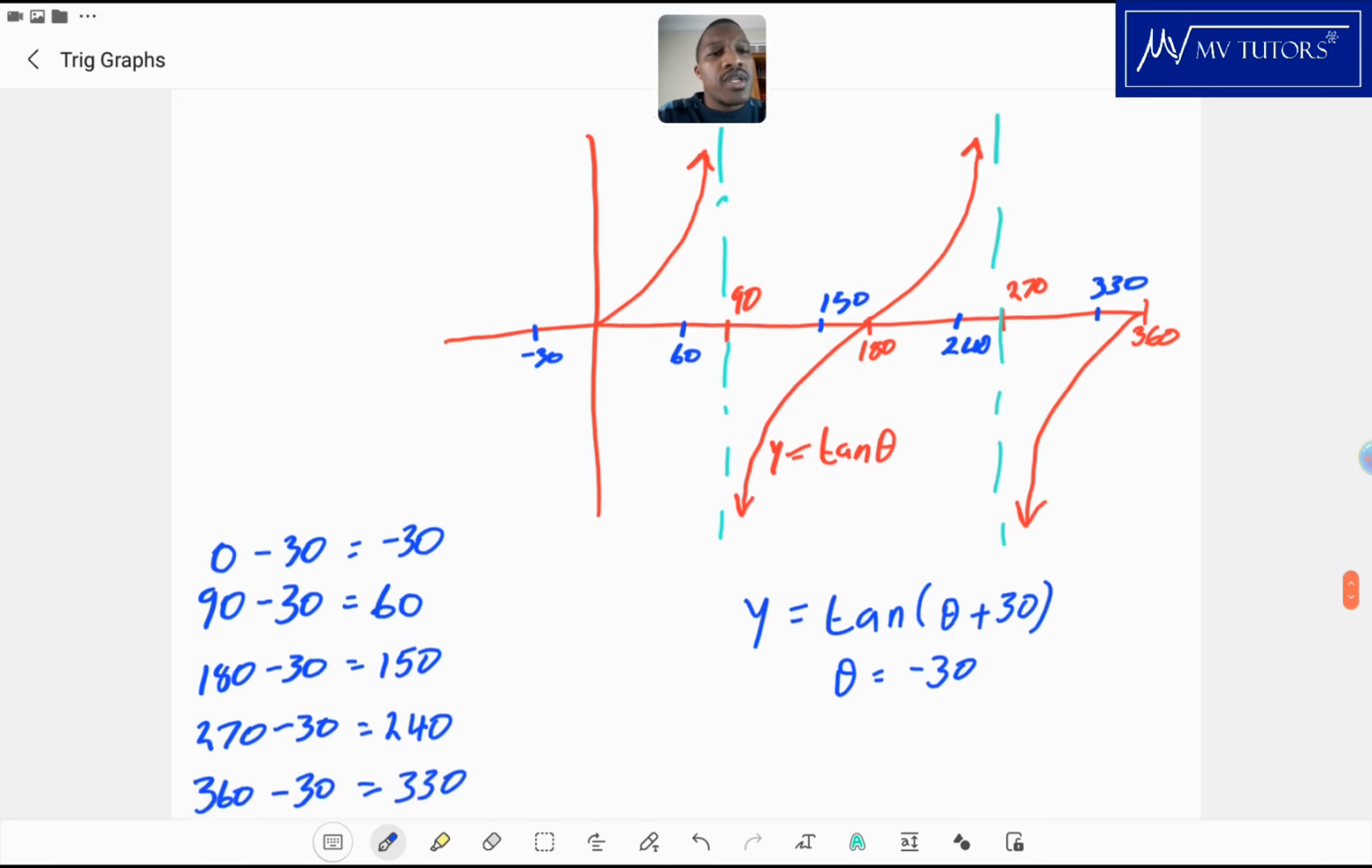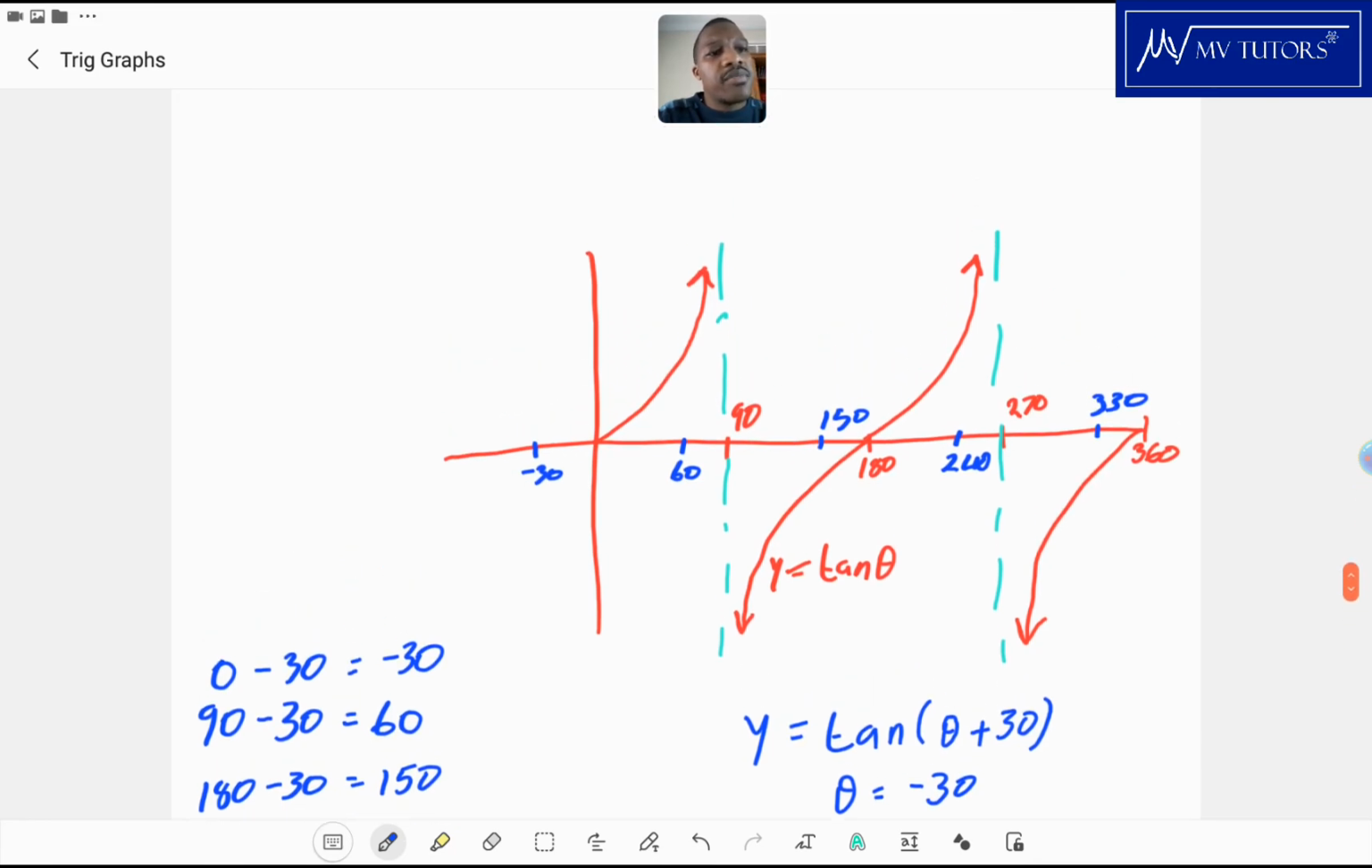Okay, so we have an asymptote at 90, so 90 became 60. So now our new asymptote is at 60. And then our next one was at 270, so our new asymptote is at 240. Okay, and then our 180 became 150. So our graph then is like that. It goes towards the asymptote but doesn't touch it.